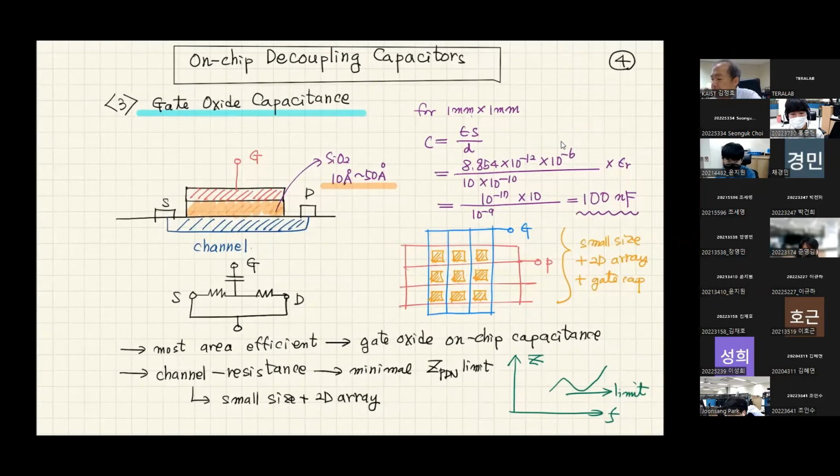But this gate oxide dielectric could be in a range of 10 angstrom to 50 angstrom. So with the given area, D is in the 100 angstrom range. So this capacitance is very area efficient.